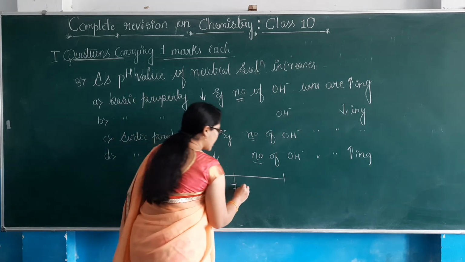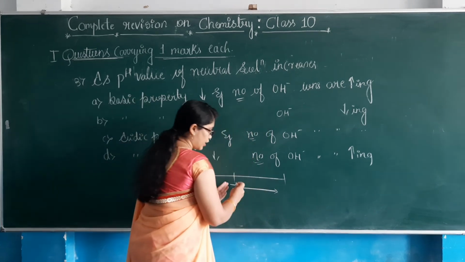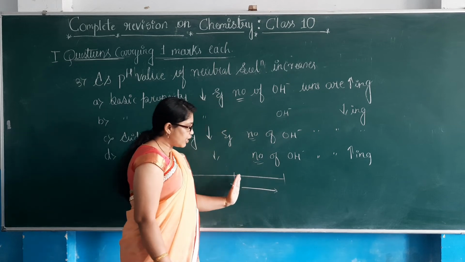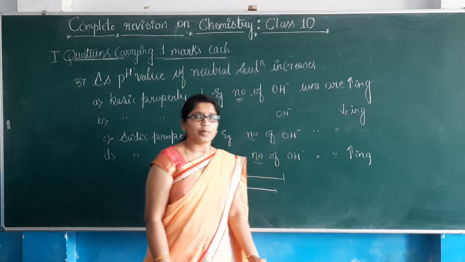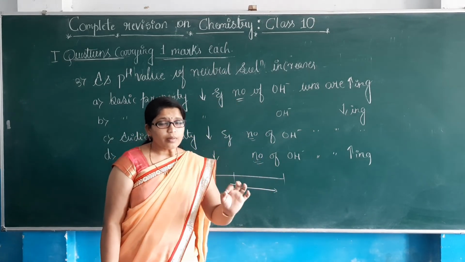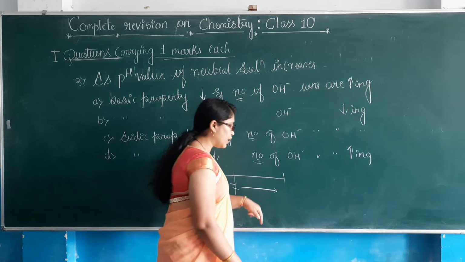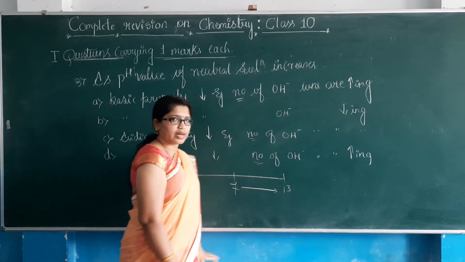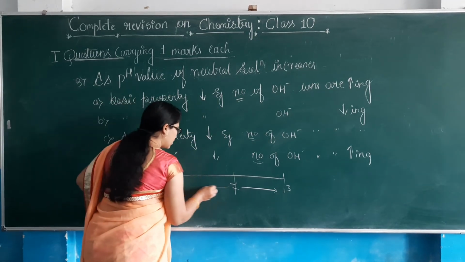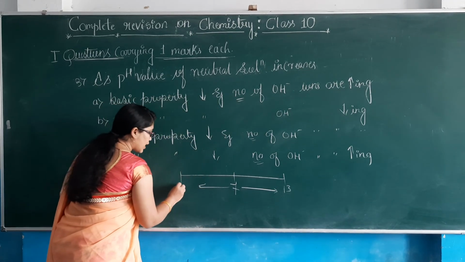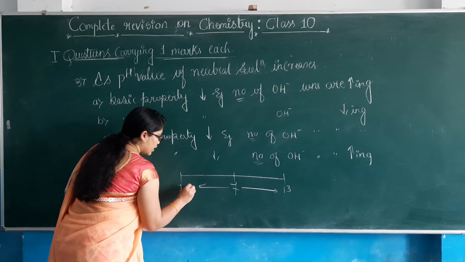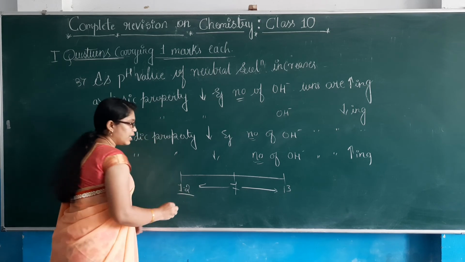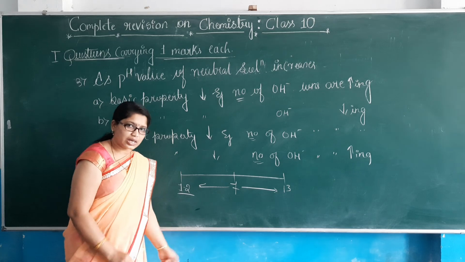And when you start increasing the pH, it should move to the right side. When it is moving right side, what is happening? The solution is becoming more basic. Up to the 13 to 14 range we can write. But when you go to the left hand side, what is happening here? The pH value is decreasing.